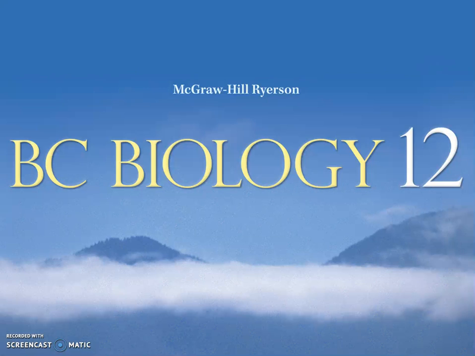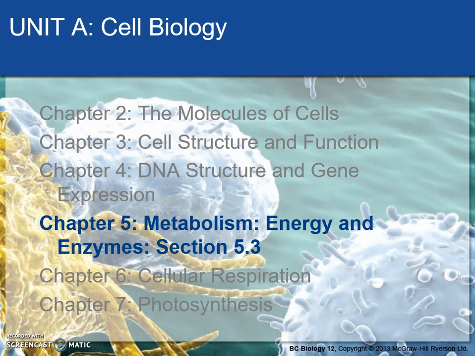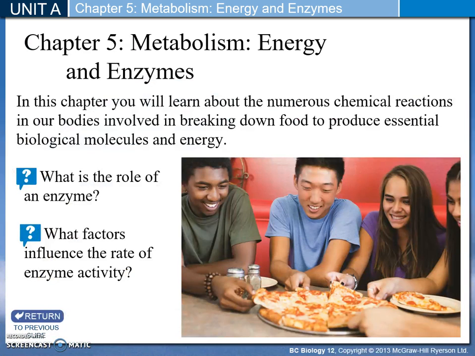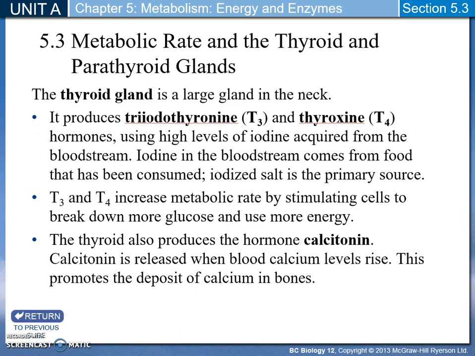In this video, we're going to continue looking at metabolism in the cell, and in particular, we're going to look at the thyroid and the parathyroid glands. The thyroid gland is a fairly large gland located in the neck, and it produces triiodothyronine, also known as T3, and thyroxine, also known as T4, which are hormones. And they require high levels of iodine, which is acquired from the bloodstream.